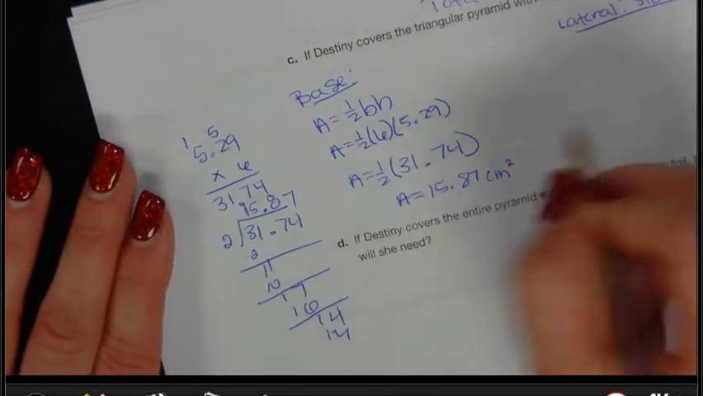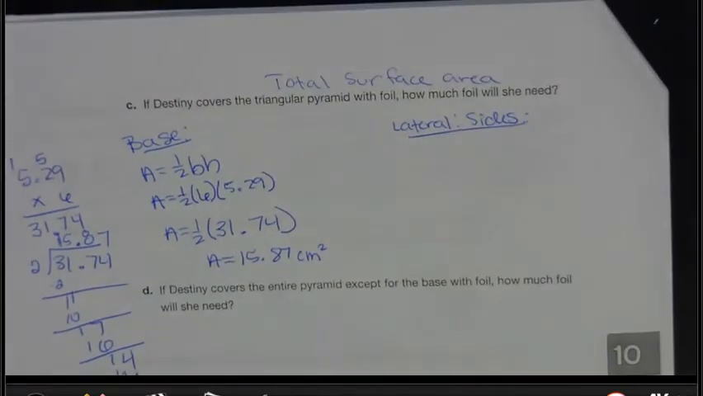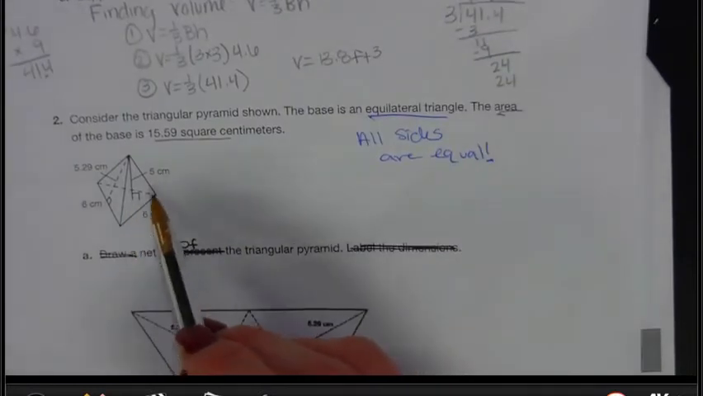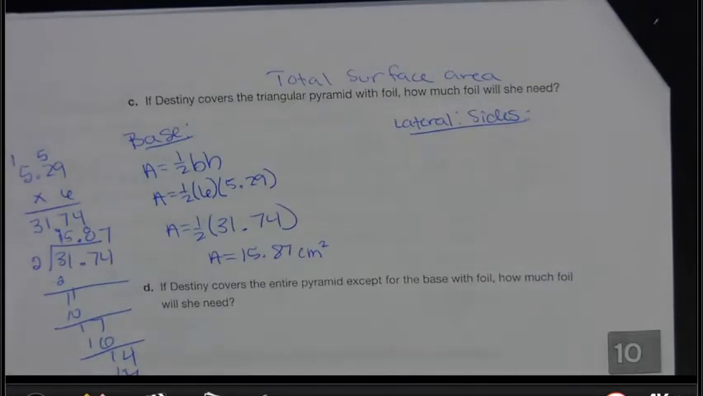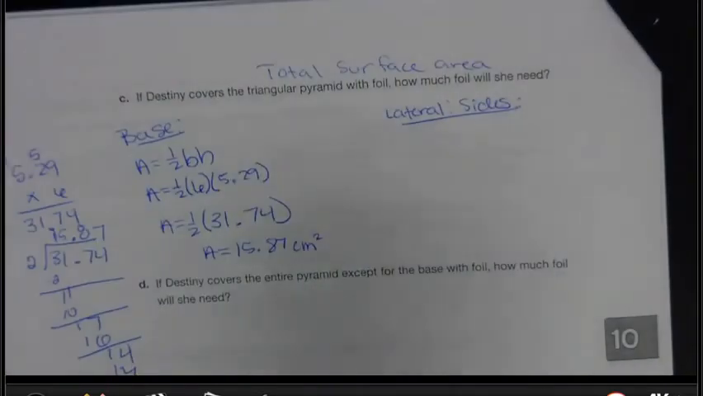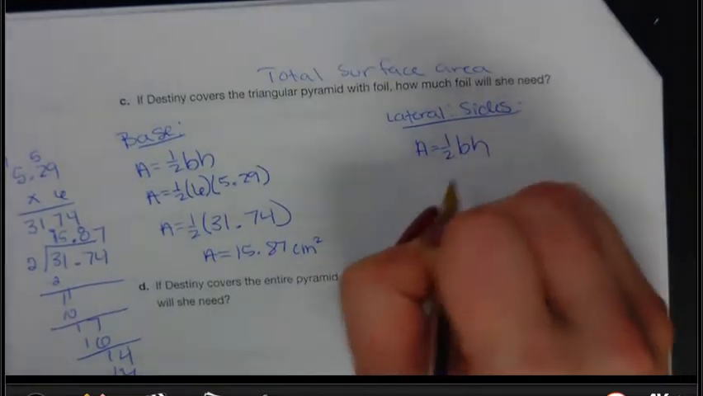And this is in centimeters squared. All right, so I found the area of my base, and all of my sides are equal. Every single side has a base of 6, and every side has a height of 5.29. Now we found the area of the base, and we need to find the area of my sides. How many sides do I have? I have 3 sides. So it's all going to look like 1/2 base times the height.